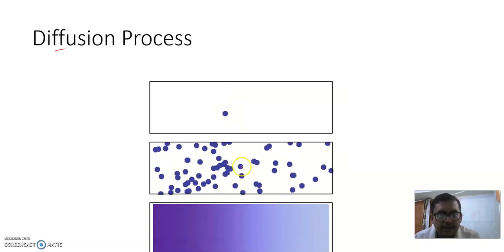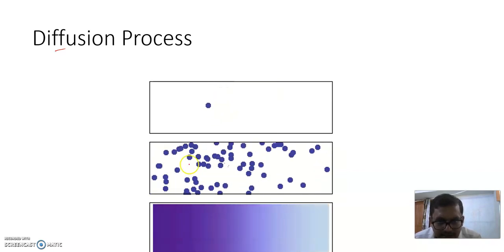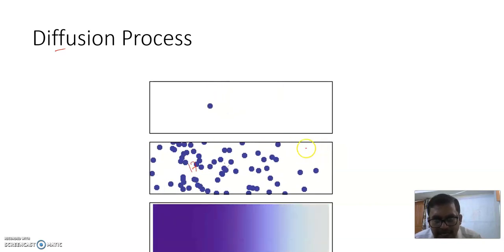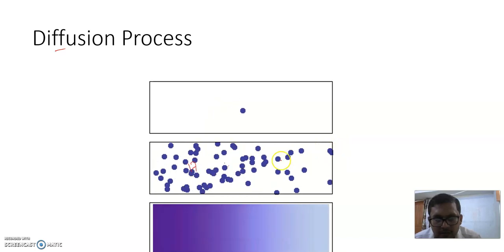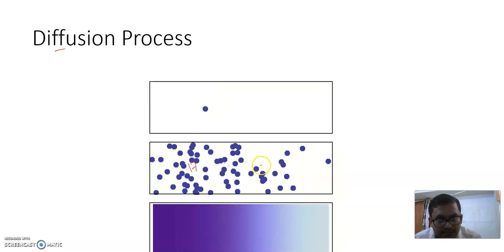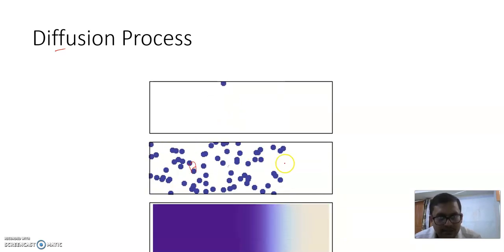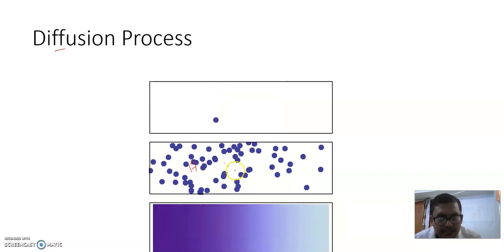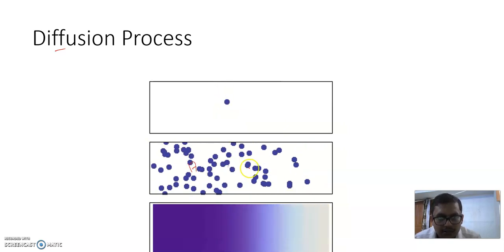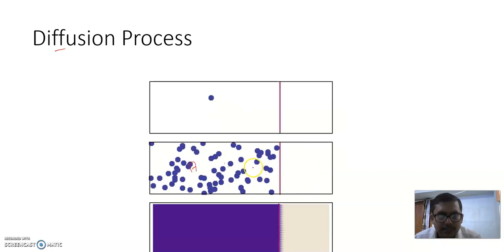In this animation we can easily observe that at the left side concentration gradient of the electron is high, and on the right side concentration gradient of the electron is low. So electron is moving from left to right due to the concentration gradient of the electron, and electron is moving due to the concentration gradient. That's why this process is called diffusion process, and flow of current due to the diffusion process is called diffusion current.